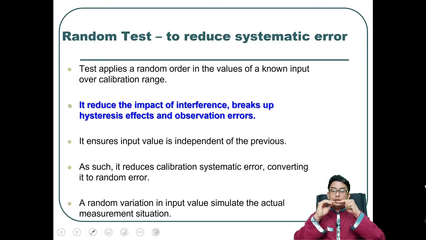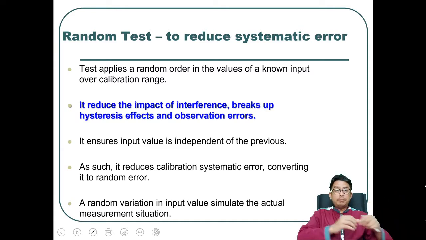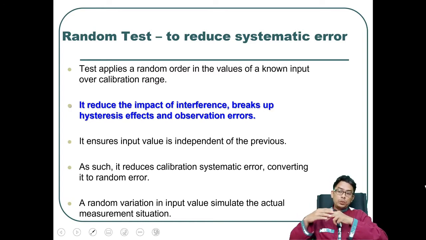We can reduce the effect of systematic error by having a random test. In a random test, we apply the random input, and we see the effect of the random input and plot it in the graph. If we do calibration, we put it in the calibration curve. The random input will ensure that the value is independent from the previous input. We give 1 bar as an input for pressure, and then the next input is 2 bar. We don't know whether the 2 bar input that we give is related to the 1 bar from the previous test. So in order to eliminate the effect of the previous measurement on the later measurement, we do random.